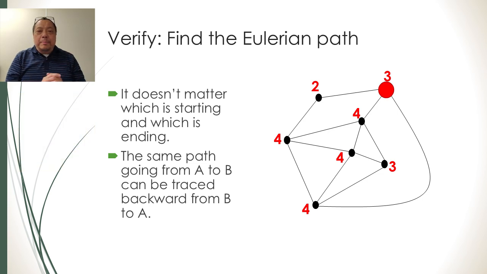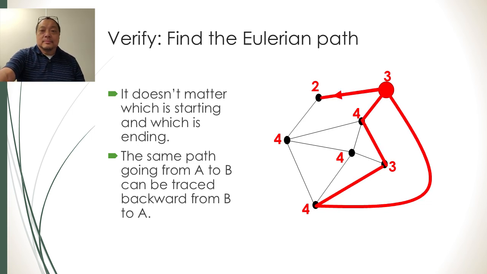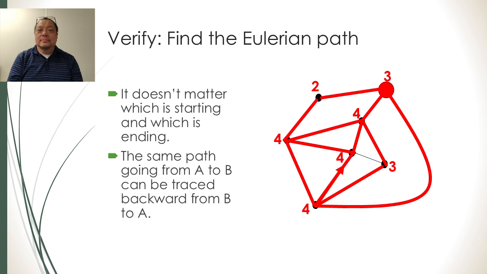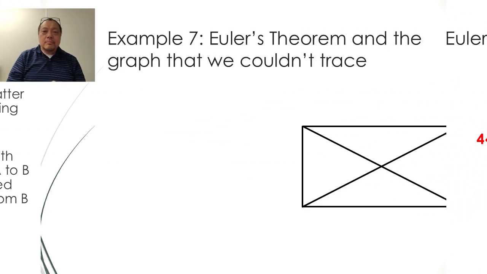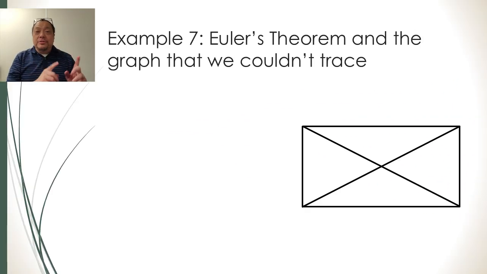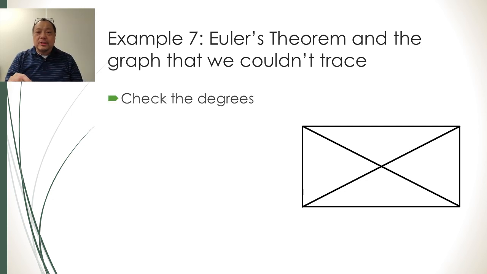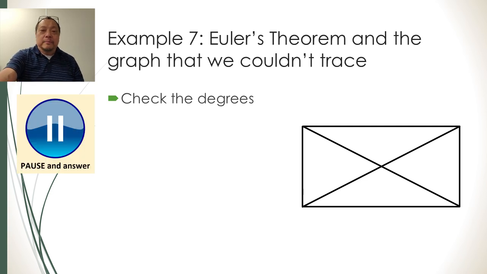I pick that top odd vertex as starting. Like I said, you could start with the other odd vertex instead. Anyway, I choose that one. I go around the curvy edge, up, continuing. And I end up at the other odd vertex. Perfect. Next example. Remember this graph that we couldn't trace? Let's apply Euler's theorem to it. Check the degrees. Press pause and do it first before continuing.